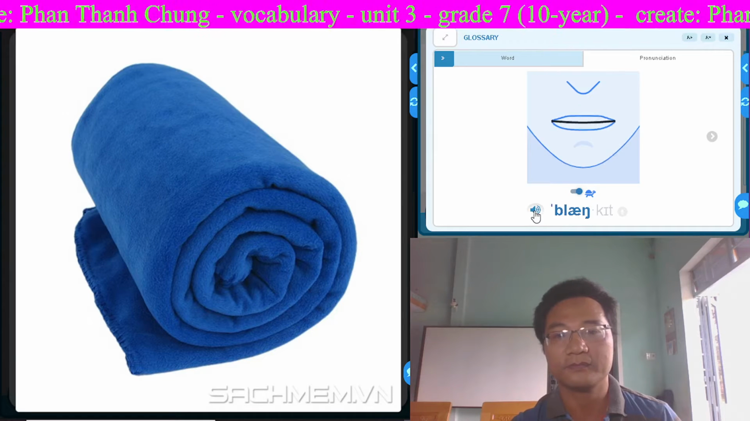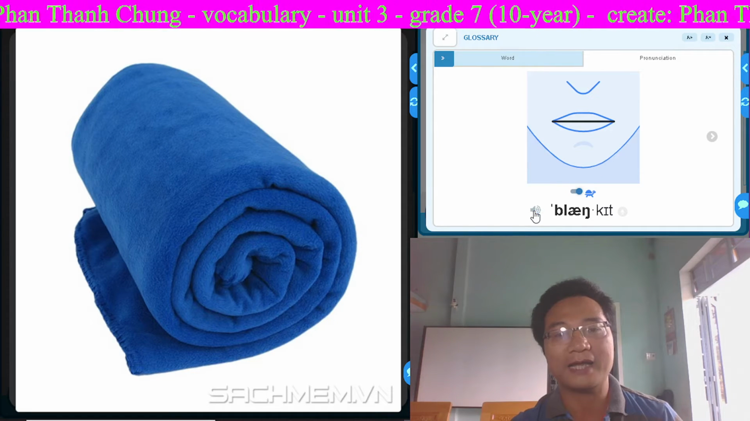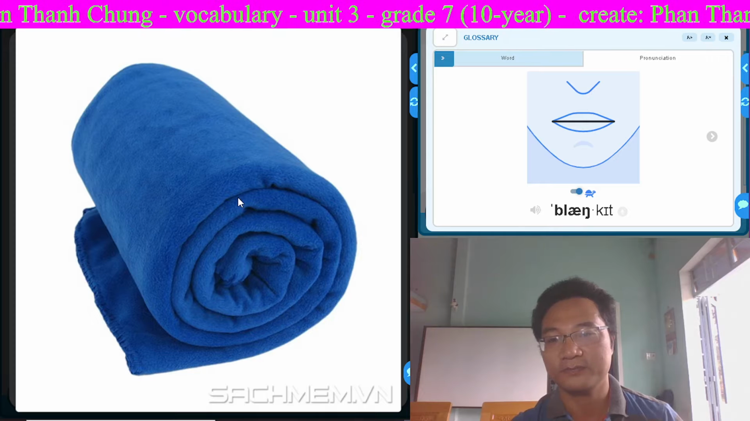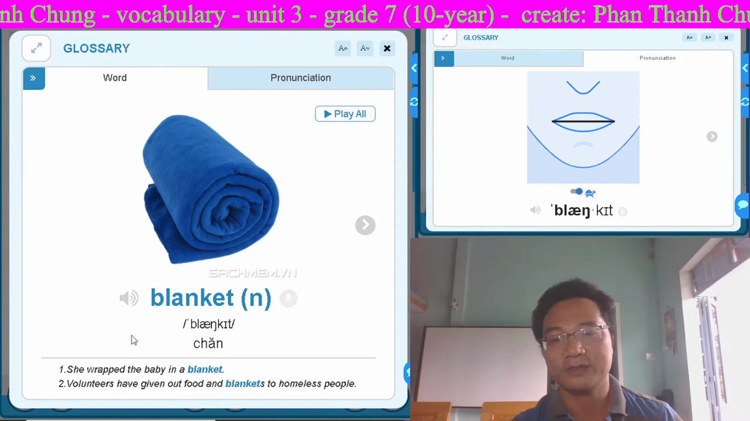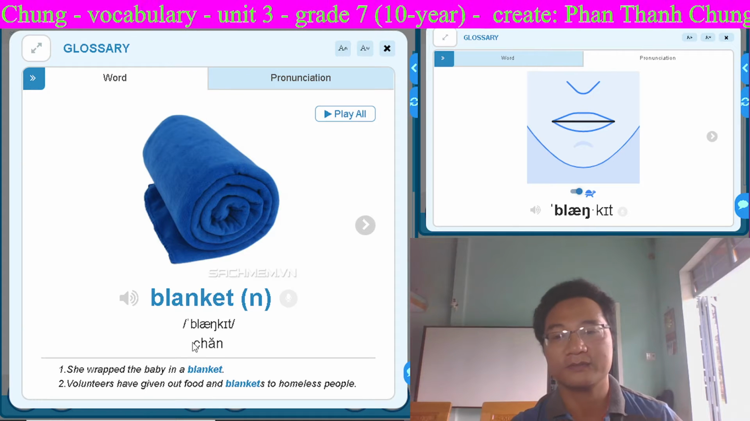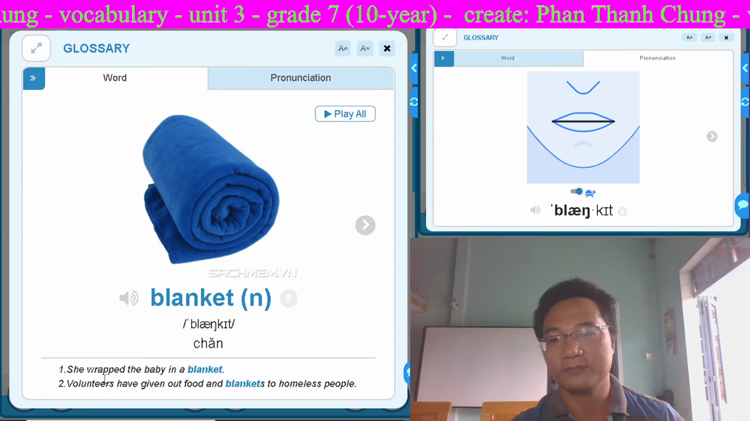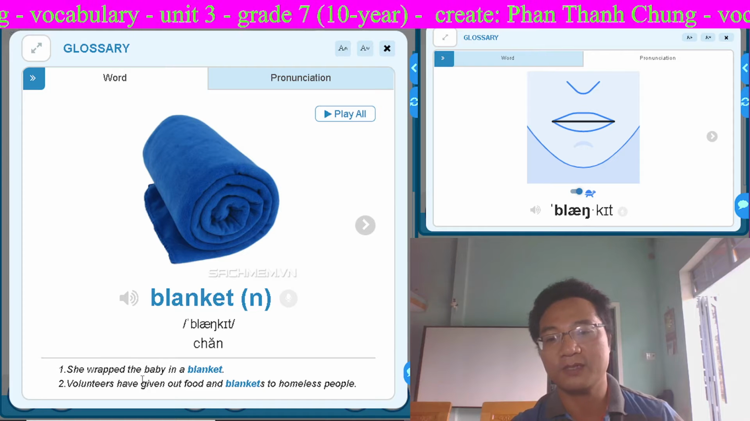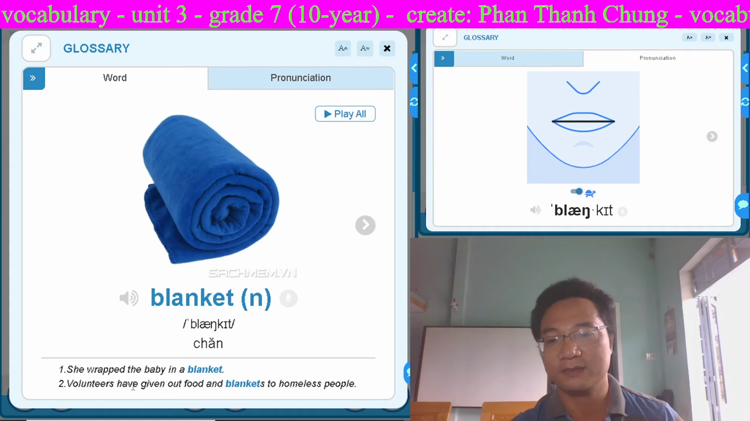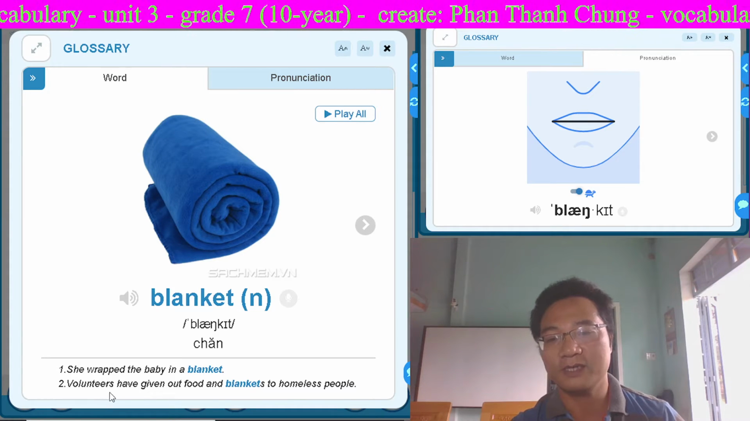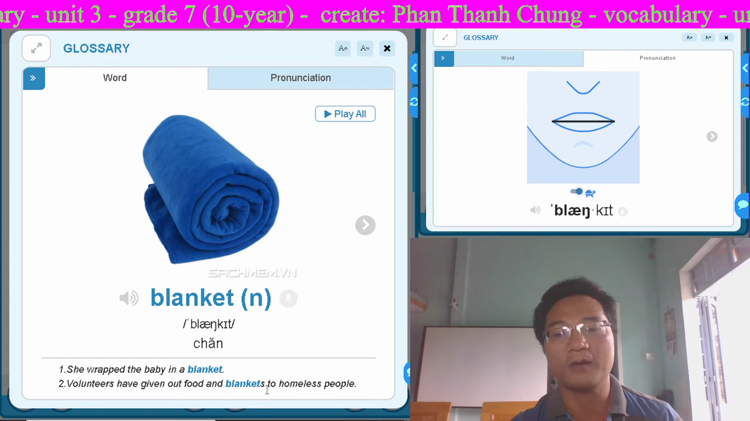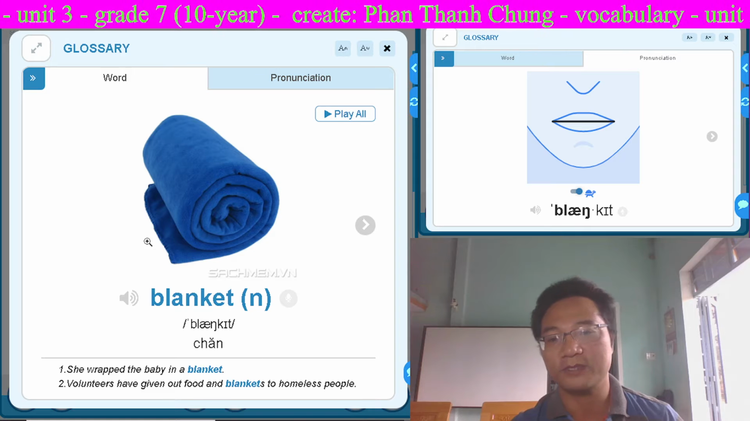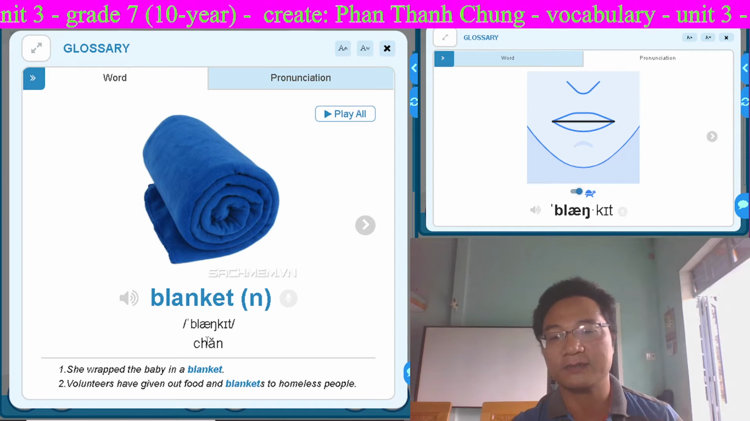Blanket, blanket. This means young. You look at example. They wrapped the baby in a blanket. Or volunteers have given out food and blankets to homeless people. Okay, so blankets, cái chăn, cái mền.